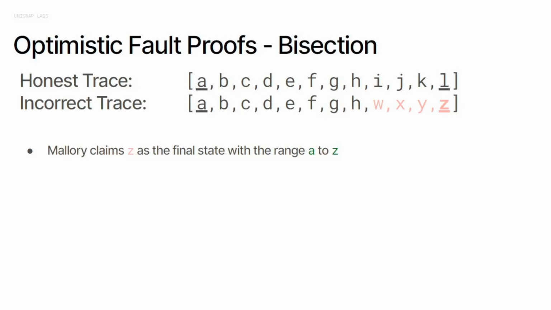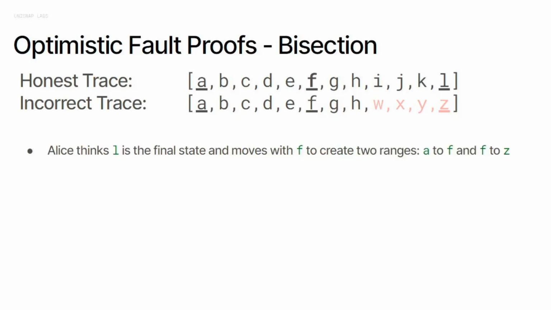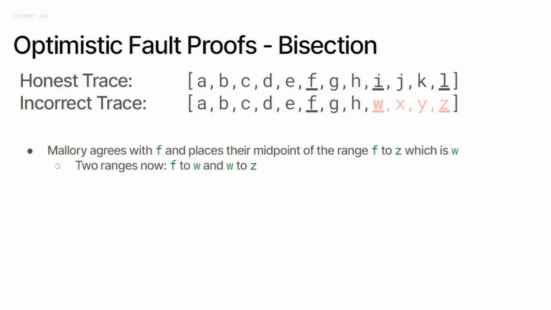So we're going to have Mallory start. It's going to make a claim Z. And now we have this implicit range of A to Z, pretty large. But then Alice can move in and disagree and respond with the midpoint. And now we have 2 ranges, each half the size. And Mallory's going to respond again, halving the ranges. So the ranges get much smaller every time.